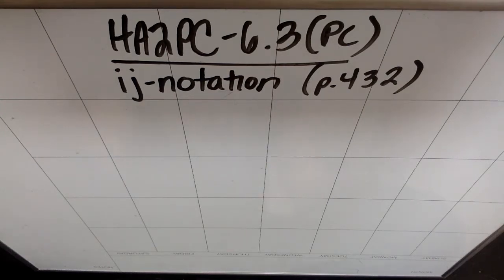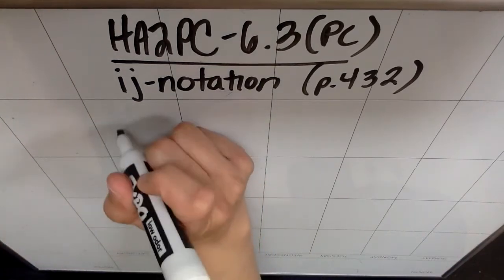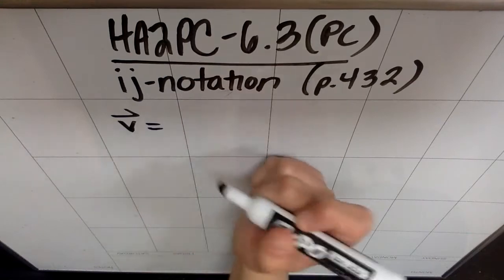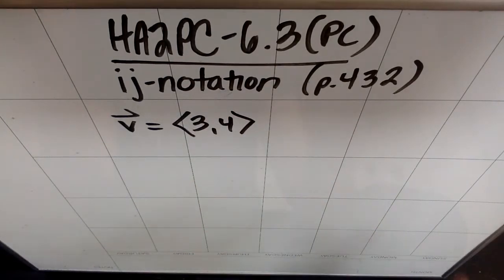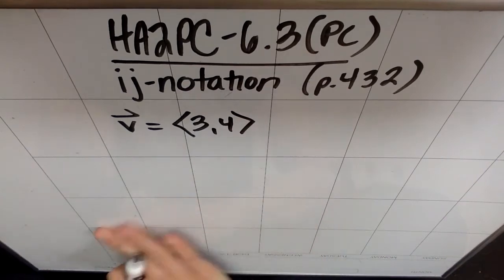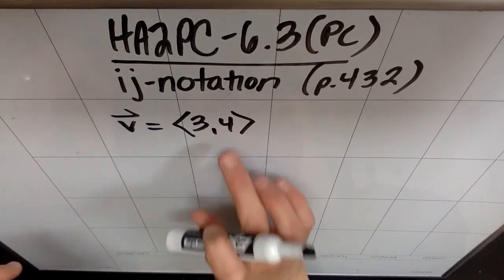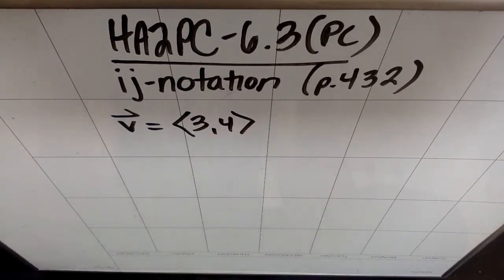So we already know component form for a vector, right? Let's say I have some vector v, and that vector v is 3, 4. We've used that one before. So what that means is that the vector goes 3 units to the right and 4 units up. There's another way to write this.